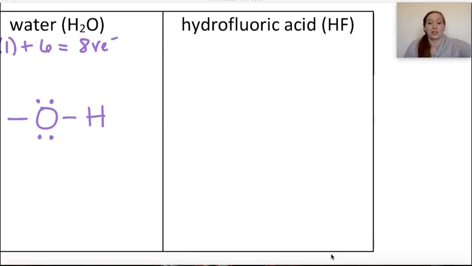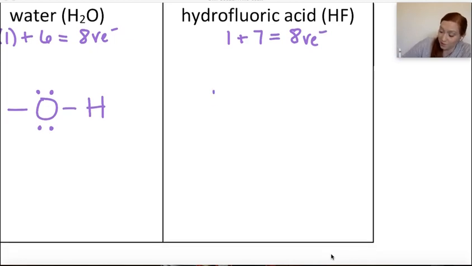Taking a look at the last one of these first 4, we have hydrofluoric acid, which is HF. 1 electron in the valence shell of hydrogen. Fluorine has 7 valence electrons for a total of 8. Once again, this one's going to be pretty straightforward. Obviously, with 2 atoms, there's only going to be 1 possible bond.